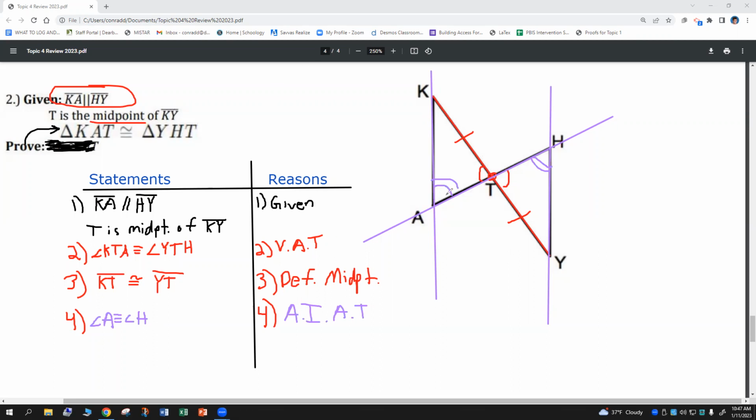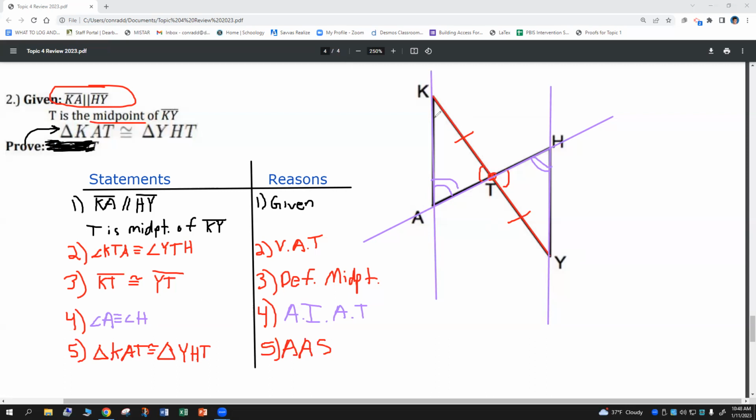Okay, and then now we have enough information. We can use angle, side here. So angle, side. And that's going to tell us that our triangles are congruent, which is what we're trying to prove. Triangle KAT is congruent to triangle YHT. I could draw a good T. There, and we're done.